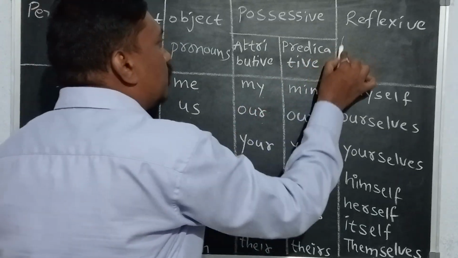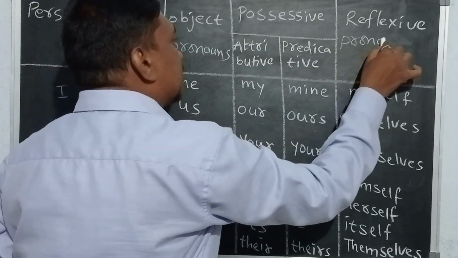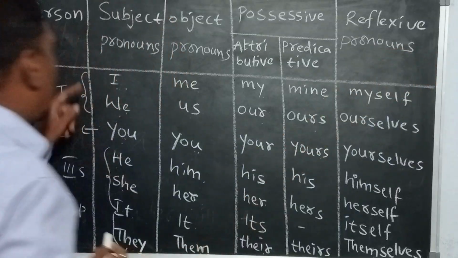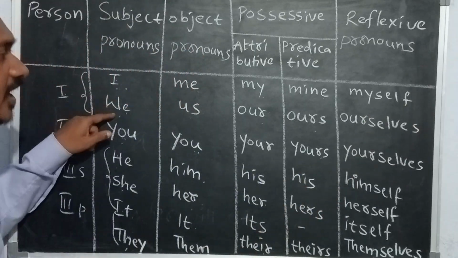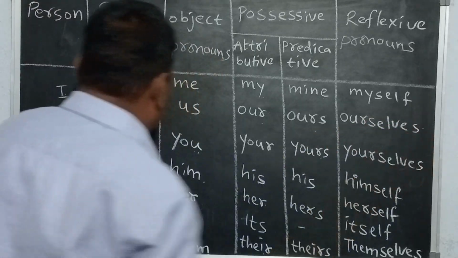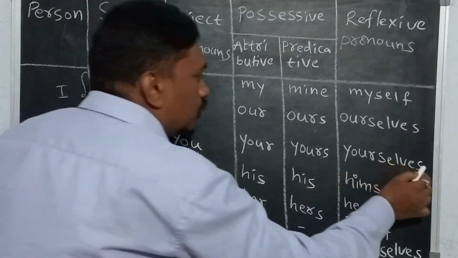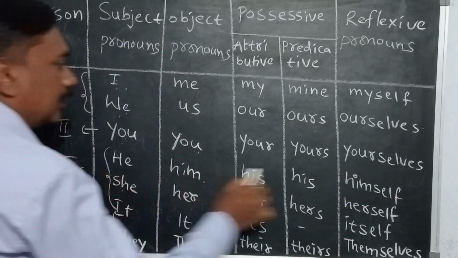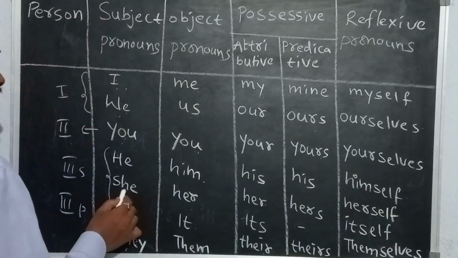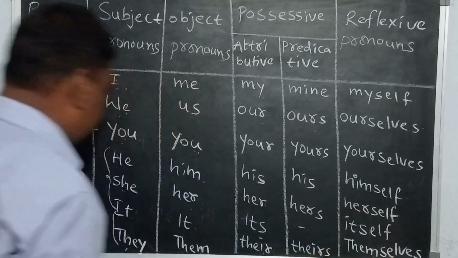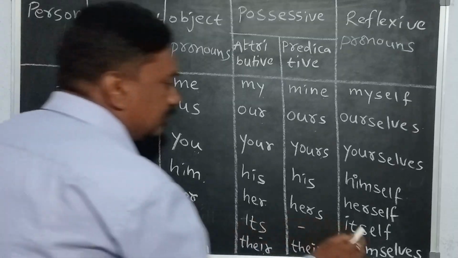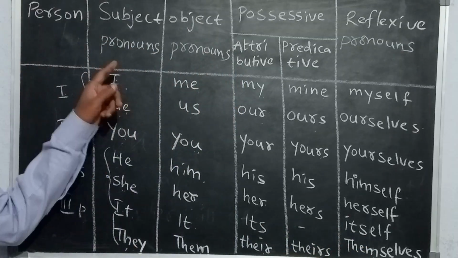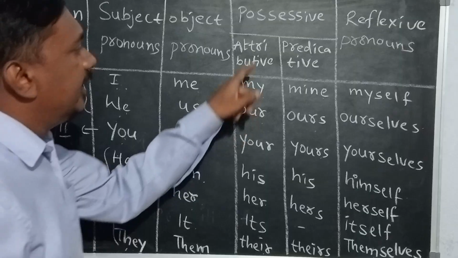Coming to reflexive pronouns. I, myself. We, ourselves. You, yourselves. He, himself. She, herself. It, itself. And they, themselves. Okay? So I, me, my, myself.